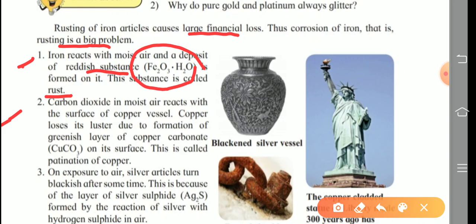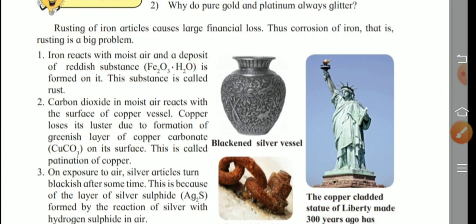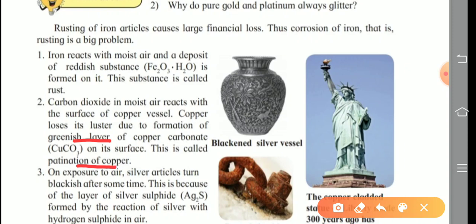Now second, carbon dioxide in moist air reacts with the surface of copper vessel. So copper loses its shining or luster due to formation of a greenish layer of copper carbonate. What is the formula of copper carbonate? CuCO3 on its surface. So what happened? Check. That greenish layer is formed on the copper surface. So that process is called patination of copper.